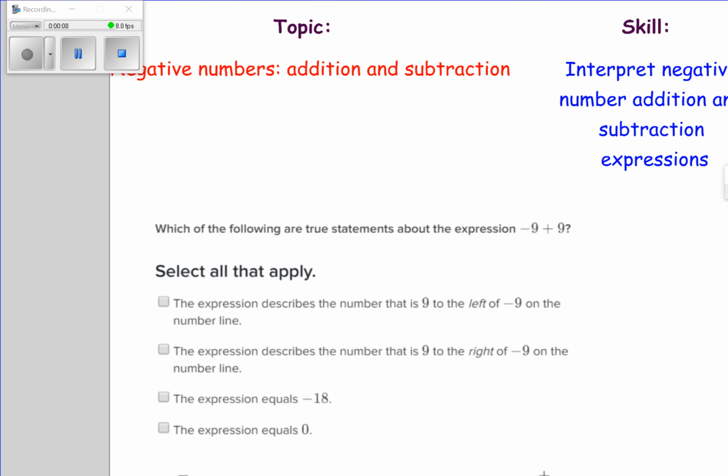This video today is going to be on interpreting negative number addition and subtraction expressions. So this first question is asking which of the following statements are true about the expression -9 plus 9. Now, before I even look at the answer choices, I'm actually going to number this number line.